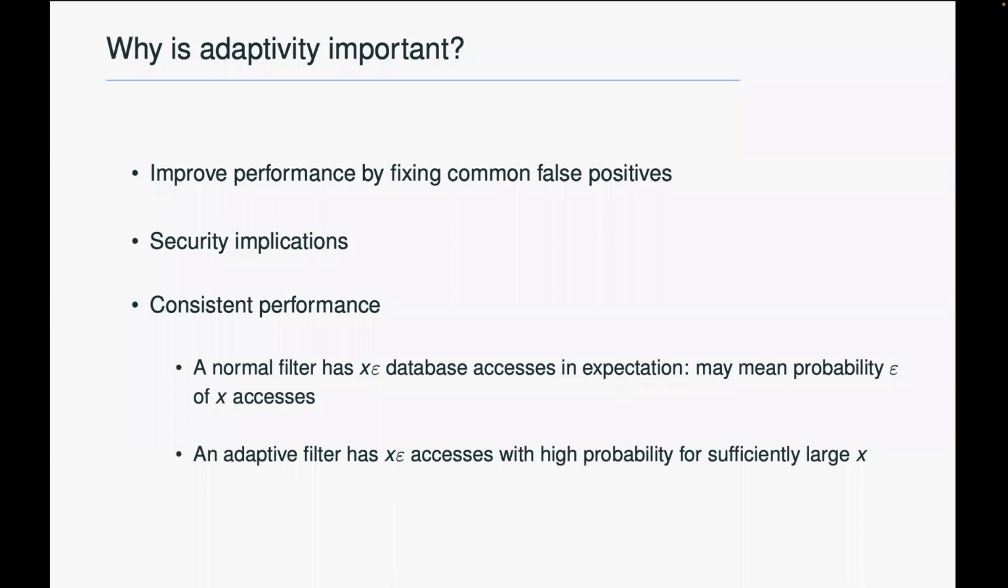Really, we'd like concentration bounds, which is what the adaptive filter achieves. The adaptive filter has X epsilon accesses with high probability as long as X gets sufficiently large. The more queries I ask, the closer I'm going to get to an epsilon fraction of my queries leading to a disk access. So one way to view this is as concentration bounds for filters.